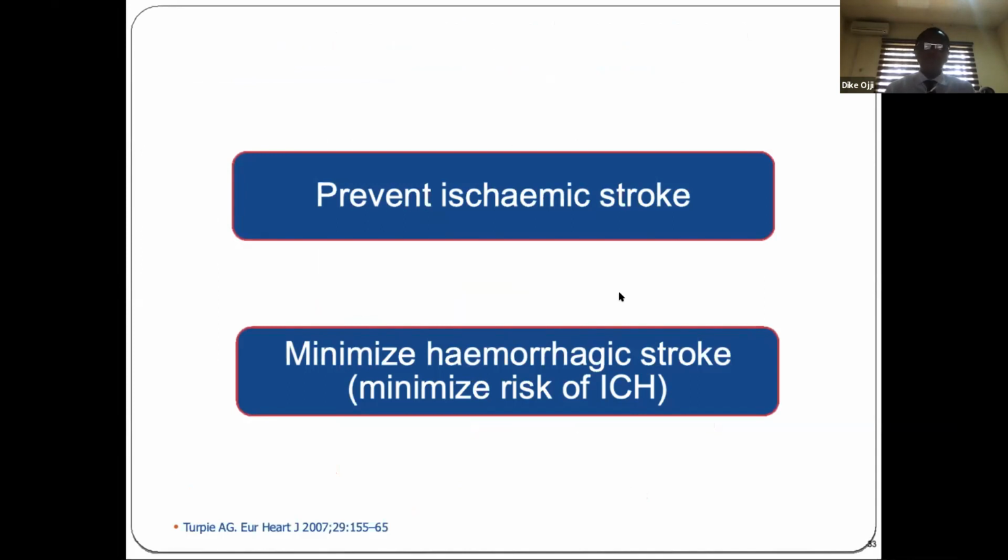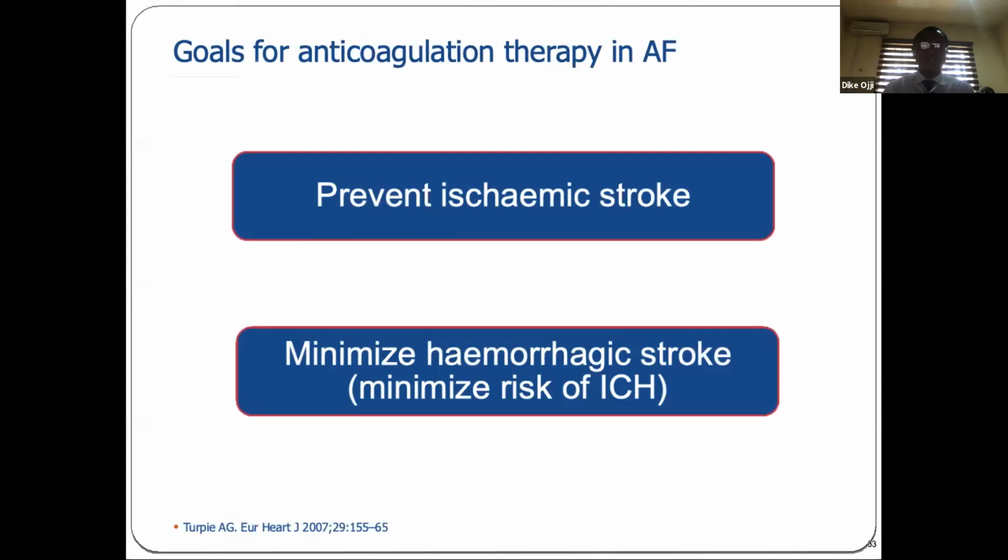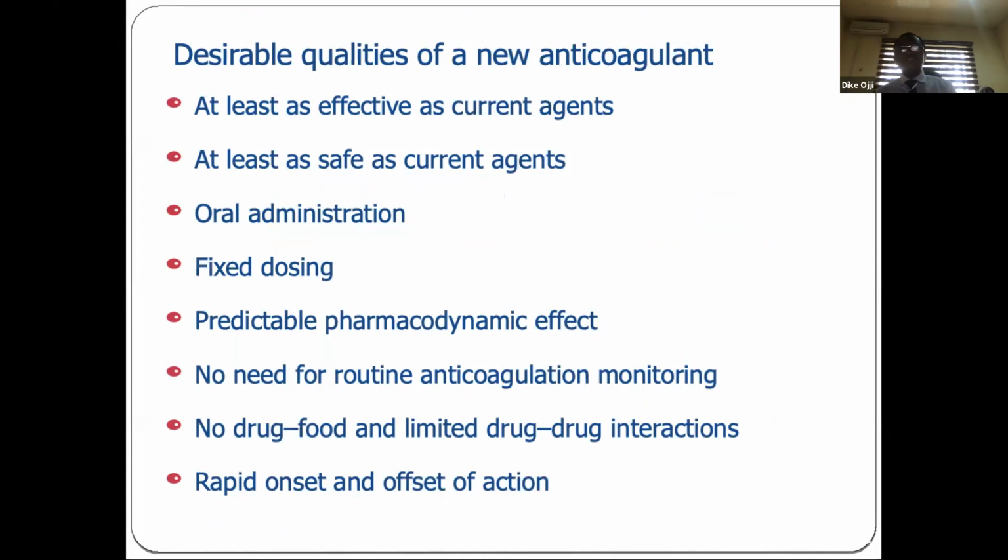So what is our goal if we want to treat an atrial fibrillation patient? Our main goal, of course, is to prevent ischemic stroke, and in addition also to minimize hemorrhagic stroke as much as possible. So what are the desirable qualities of a new anticoagulant that we will be looking for in these modern years of medicine? At least it should be as effective as current agents. So if it's as effective as the VKAs, at least as safe as current agents, then there should be oral administration. Because these are lifelong medications most times, sustained injections or injectables can be quite difficult. So it is preferable to have oral administration.